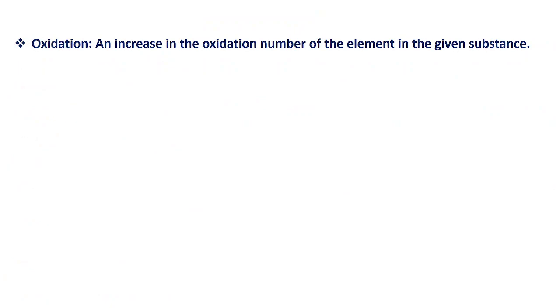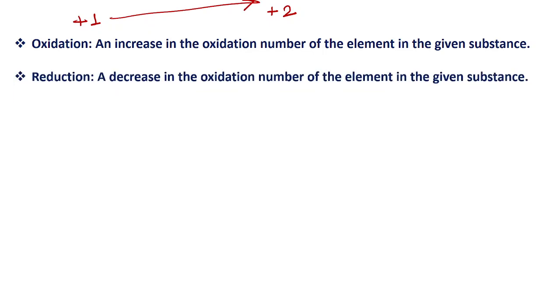Oxidation is an increase in the oxidation number of the element in the given substance. Now you came to know about oxidation number, and one more definition is coming here, that of oxidation. Suppose in the reactant phase the oxidation number was plus 1 and in the product it became plus 2, then we will say that there is oxidation. Another, reduction, a decrease in the oxidation number of the element in the given substance. If in the reactant phase I had plus 2 oxidation state and in the product it became plus 1, then we will say that it is a reduction.